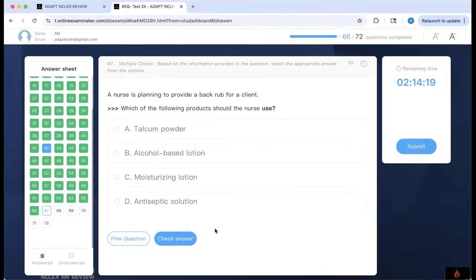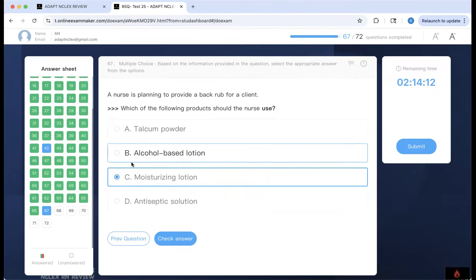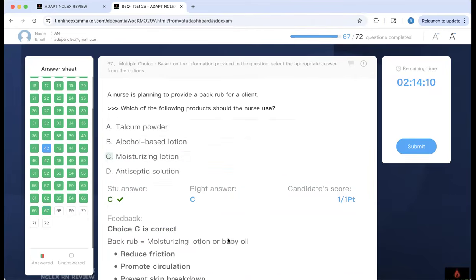You want something that is smooth, with less friction causing harm to the patient, and moisturizing. All these things cause dryness. Talc, alcohol, and antiseptic will cause dryness.